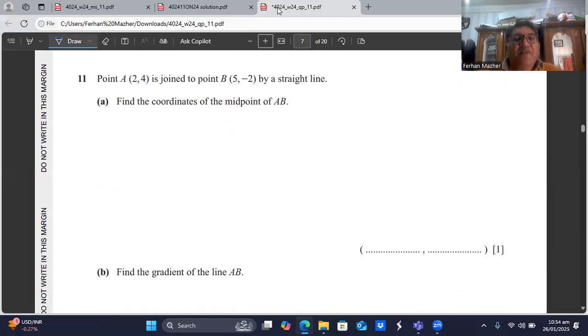So here we have question number 11. It says point A, whose coordinates are 2, 4, and we have a point B whose coordinates are minus 5 and minus 2, and they are joined by a straight line, and so we have to stop the recording.